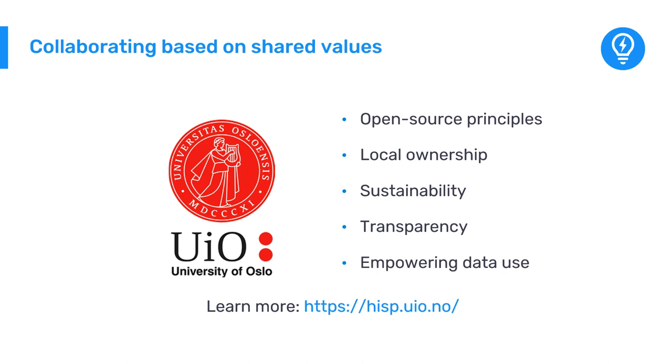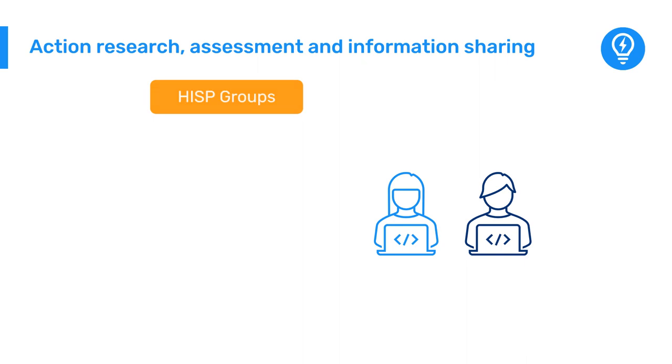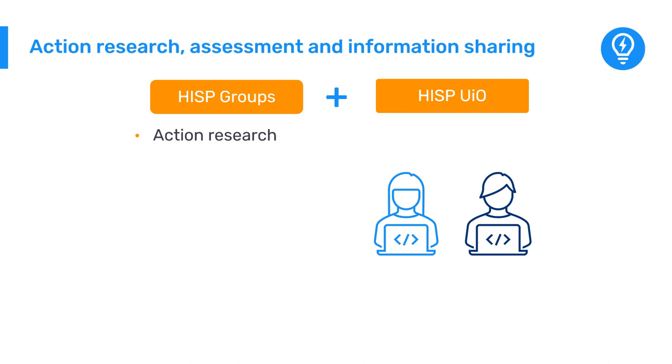While each group operates independently, the HISP network as a whole collaborates in a variety of ways. In keeping with DHIS2's academic origins, a primary area of HISP collaboration is research. Working with the Information Systems Research Group at HISP UIO, HISP groups engage in action research, uncovering best practices through targeted country interventions and deep dives.